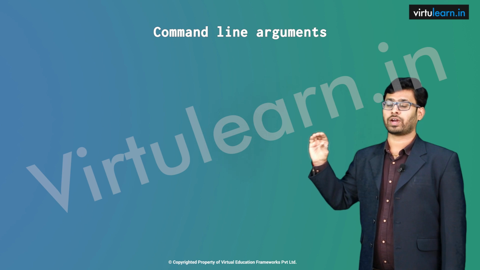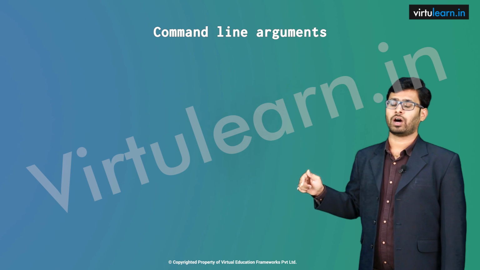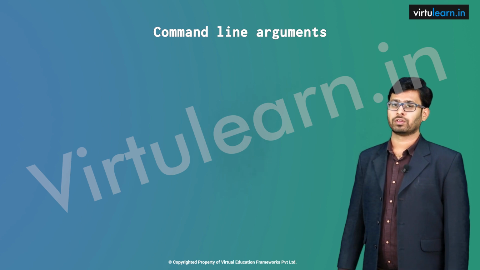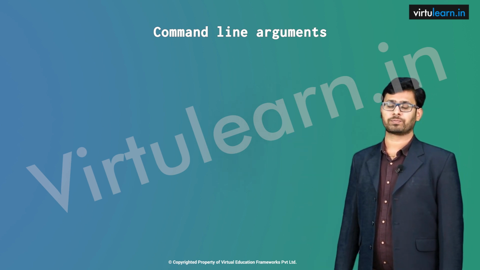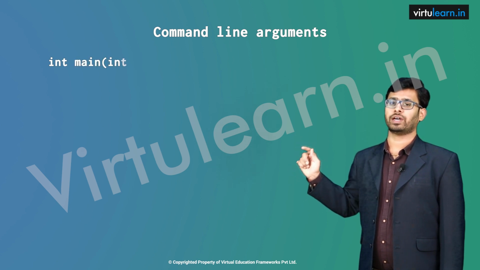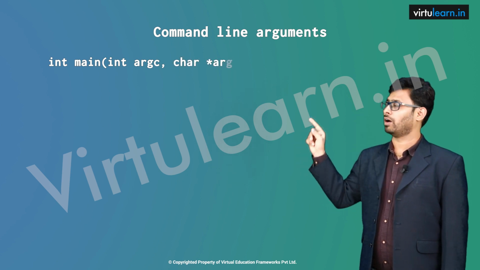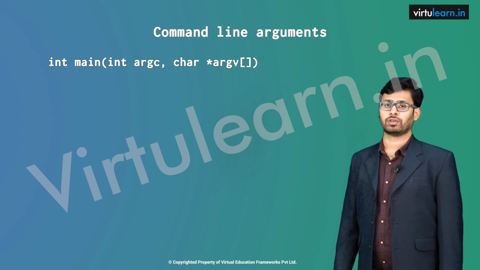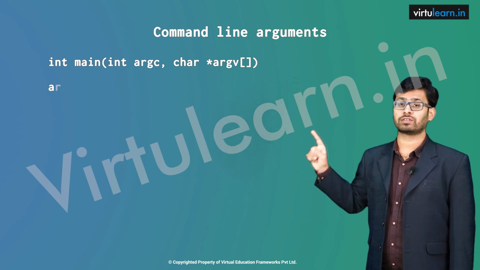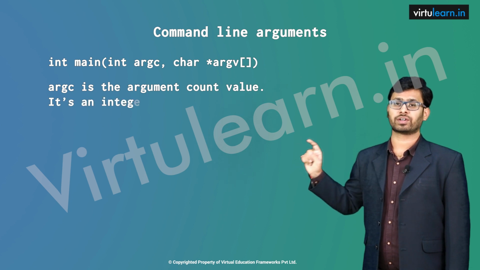Here argc is the argument count value. It's an integer that ranges from 1 through however many items were typed after the program name at the command prompt. So that will be the total argument count. Next, *argv[] is an array of character pointers. You can think of it as an array of strings, which is how it can be used in your code.